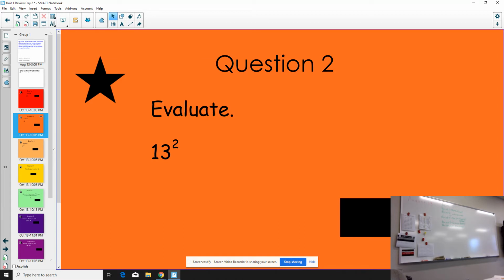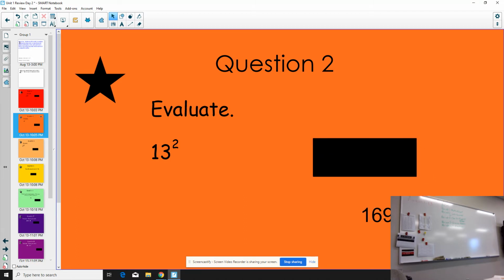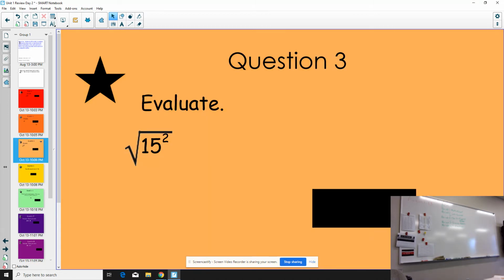Okay. Number 2, find the answer. You can use your multiplication table, write it on your paper. Okay, so 13 squared means 13 times 13. That is 169.